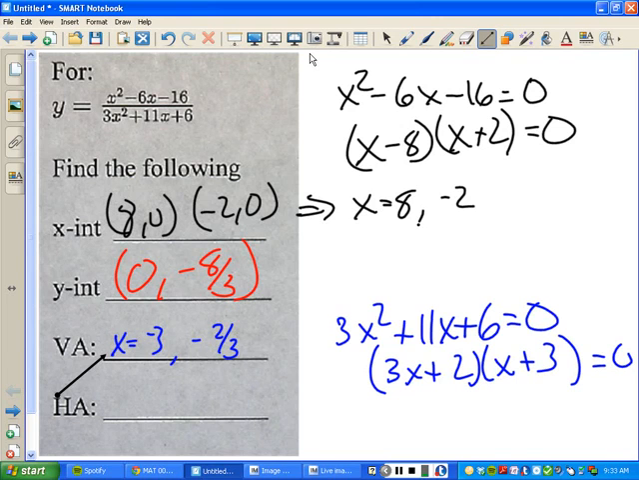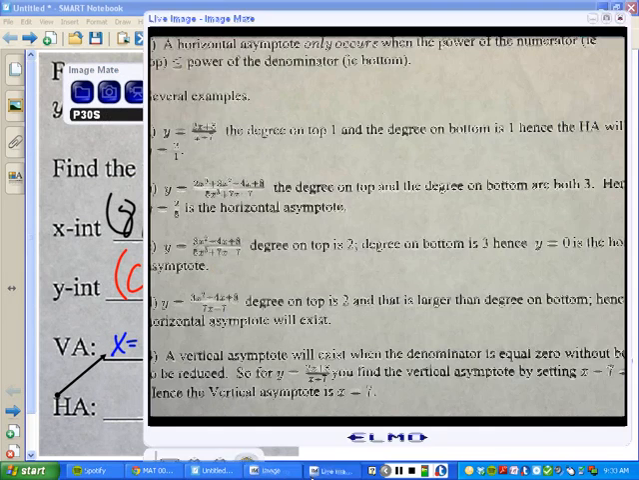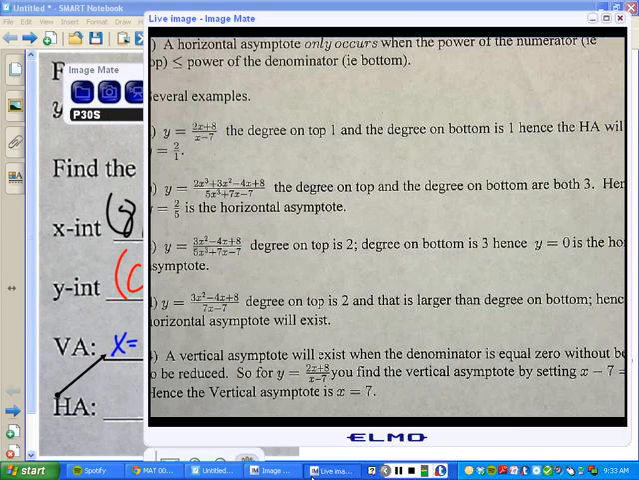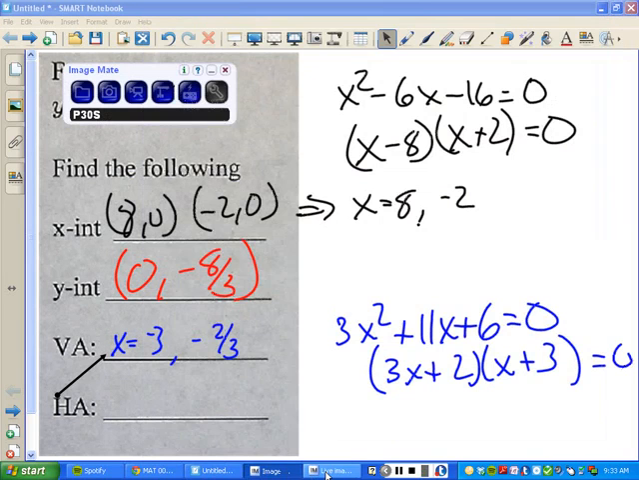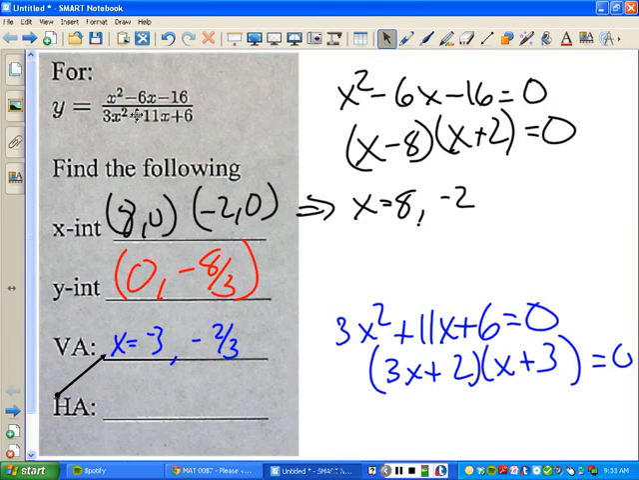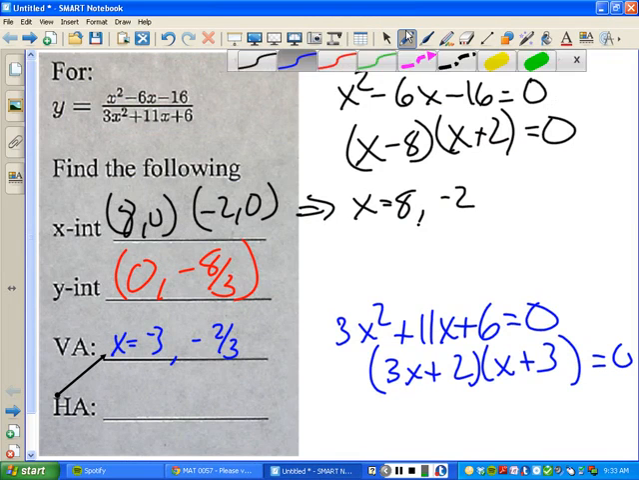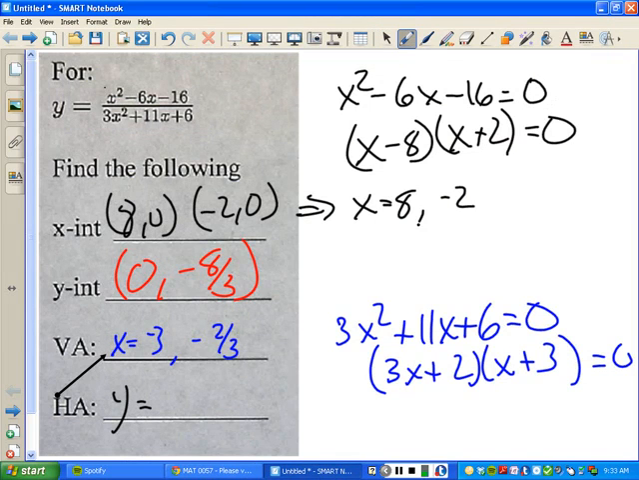Okay. Now, to find the horizontal asymptote, again, you can go back to that sheet. Horizontal asymptotes: look at the degree on top and degree on bottom. If they're the same, it's y equals whatever the coefficients out front are. So since these are both x squared, it'll be y equals whatever this ratio is, 1/3.